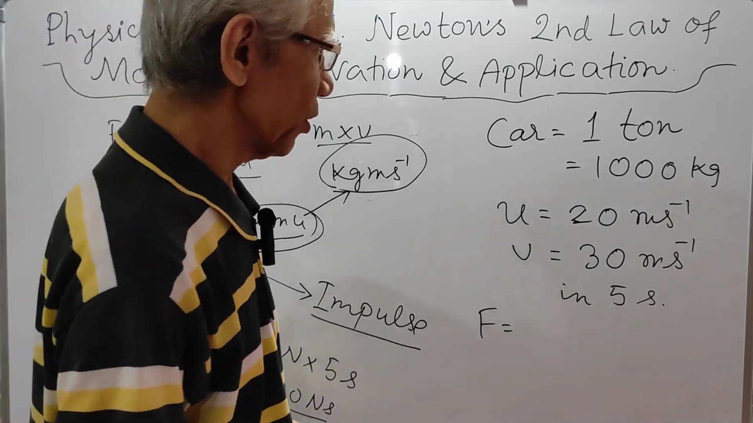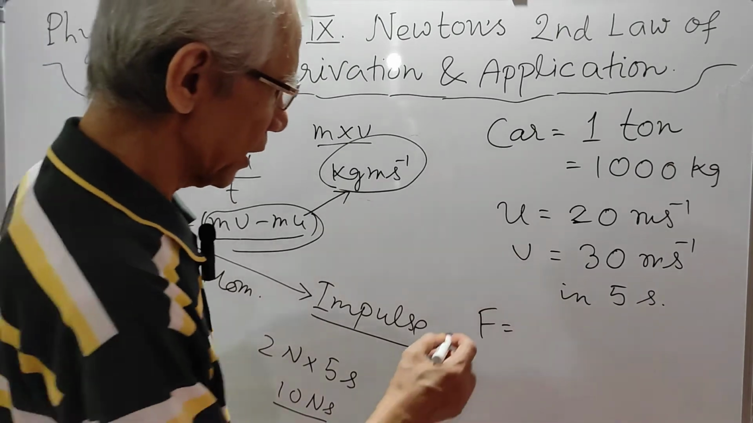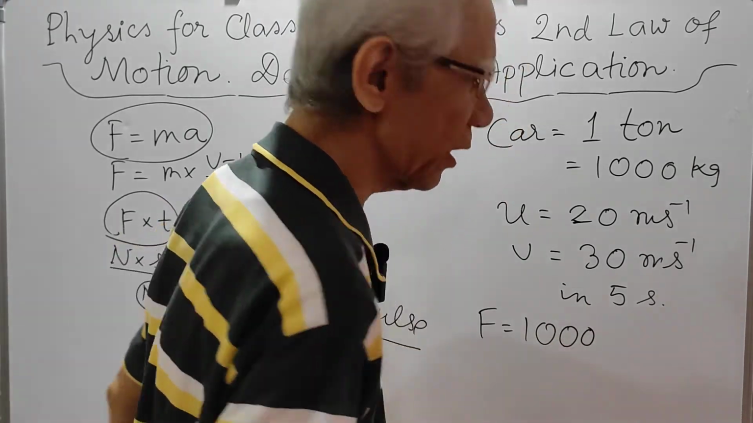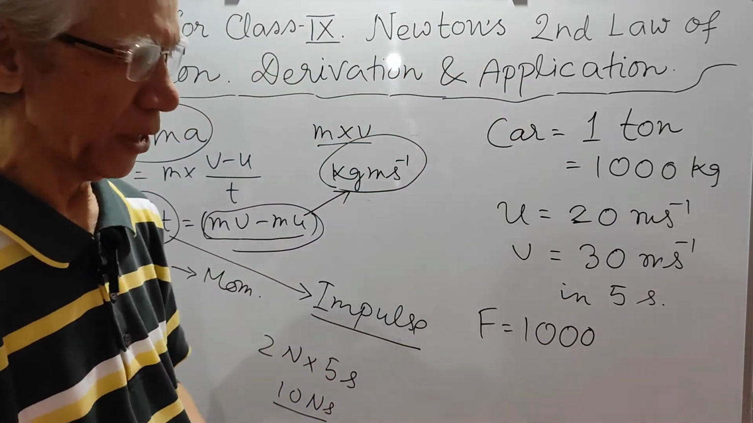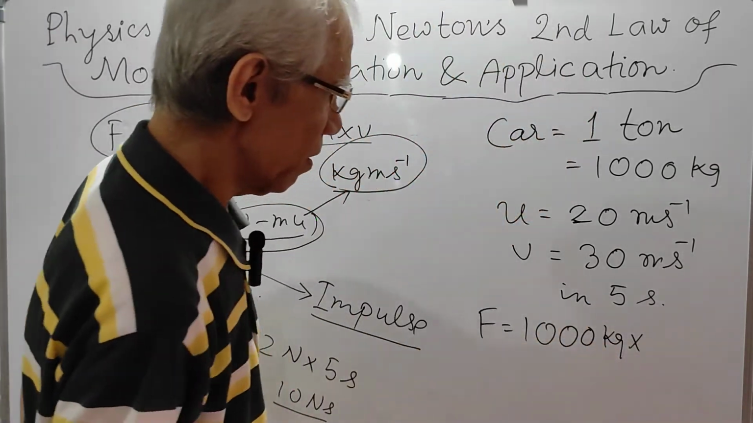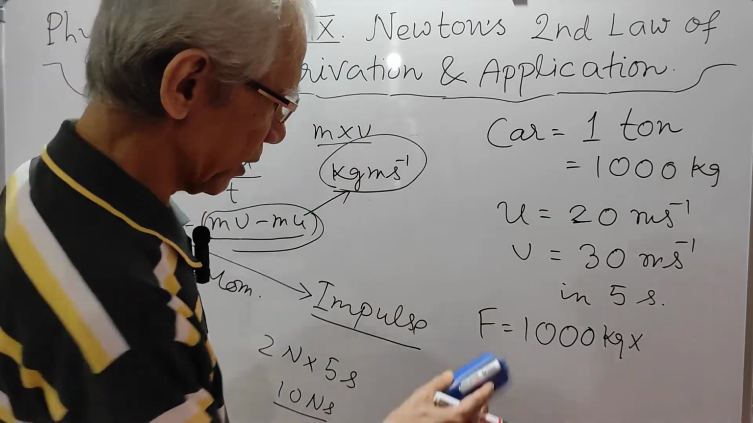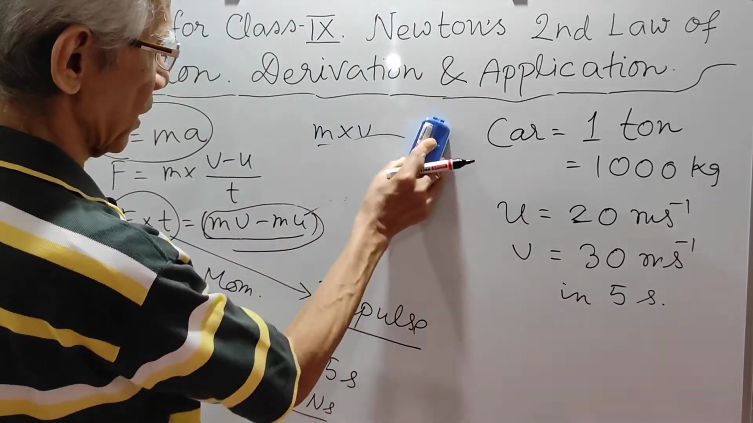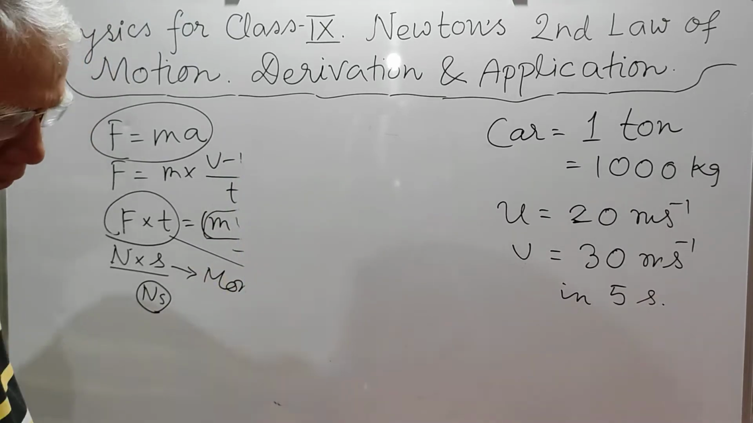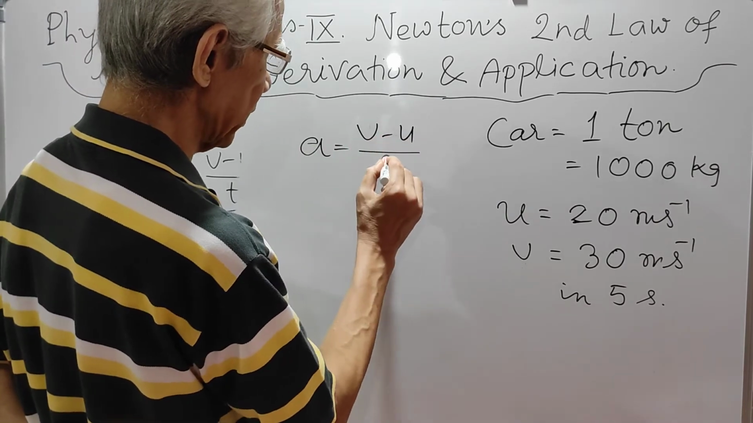So very simple. Using the formula F equal to ma, what we get? Force applied on the car is mass of the car. Why mass of the car? Because it is on the car on which force is applied. So 1000 kg into acceleration. Now acceleration, well, let us first find out the acceleration, otherwise the calculation will be long. So from here, let us find out the acceleration using the formula v minus u by t.